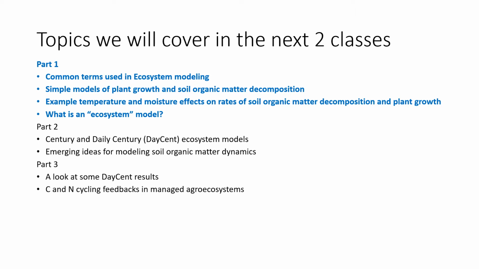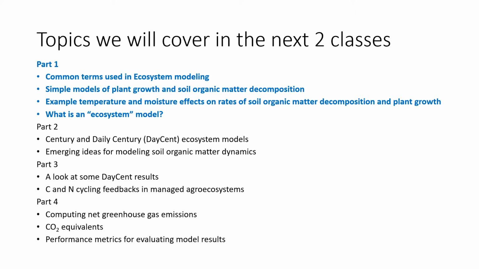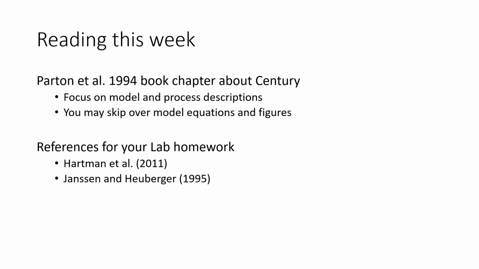Part three, we'll look at some DayCent results and talk in detail about carbon and nitrogen cycling feedbacks and managed agroecosystems. And then in part four, we'll be computing net greenhouse gas emissions, CO2 equivalents, and looking at some performance metrics for evaluating model results. So in particular, part three and part four will be really valuable to your homework assignment this week.